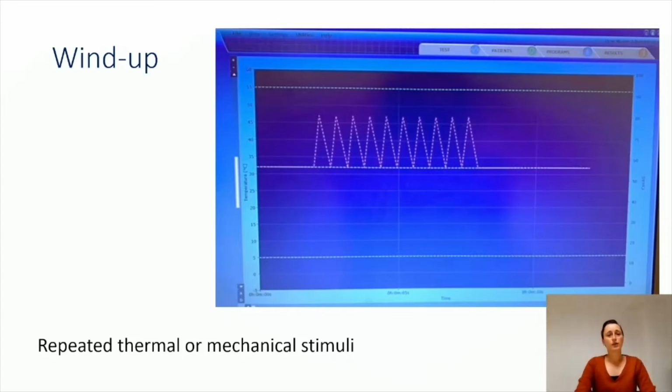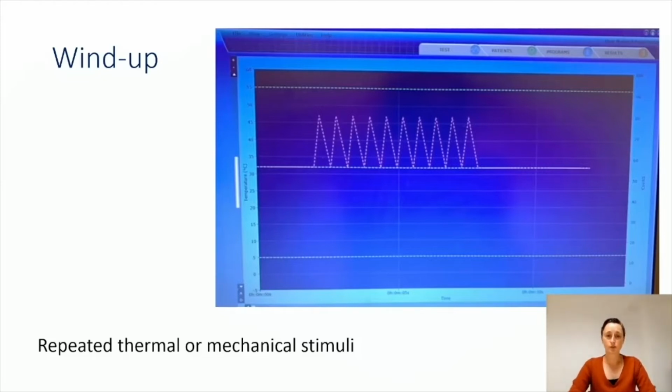The other test I would like to demonstrate is the wind-up test. Wind-up test is a sensory test that assesses the escalation of pain perception when giving repeated stimuli. You can choose to give repeated mechanical stimuli, for example, using a pinprick, or you can choose to give repeated thermal stimuli by assessing the wind-up phenomenon or temporal summation when you give repeated stimuli.